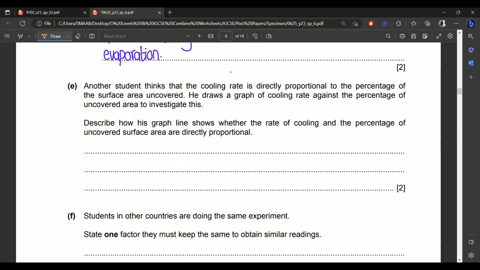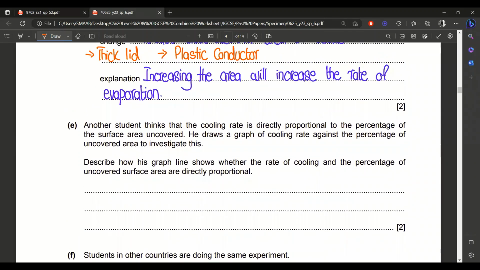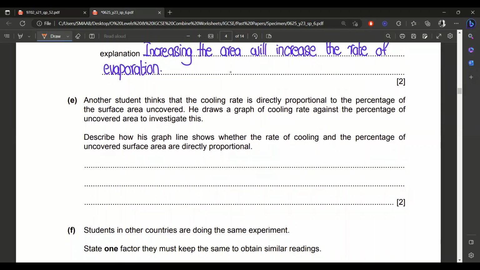Okay, moving to part E. Another student thinks that the cooling rate is directly proportional to the percentage of the surface area uncovered. So they are talking about the same reason which we wrote in our previous part. He draws a graph of cooling rate against the percentage of uncovered area to investigate this. Describe how his graph line shows whether the rate of cooling and the percentage uncovered surface area are directly proportional. So they are making a graph between rate of cooling and the percentage of uncovered surface area. What will be the shape of the line of the graph? That is also a very simple question.